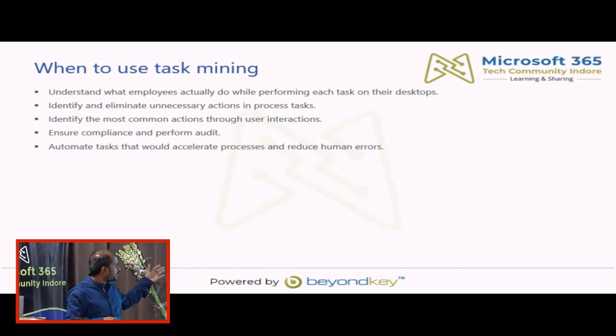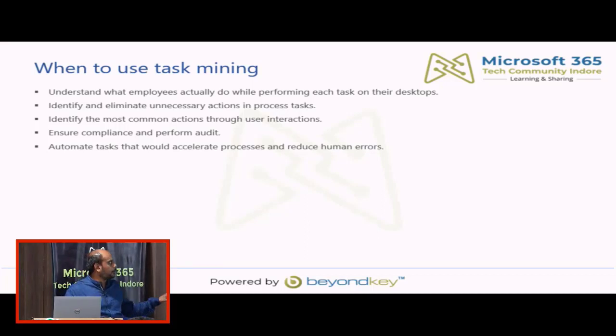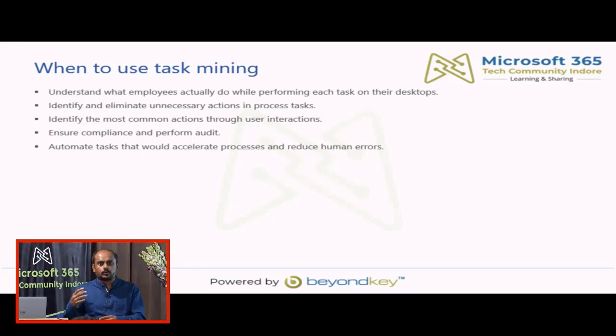Then identifying the most common actions: if we have more data, we can identify what users usually do identically. Then compliance and performance audit: if some projects or processes are non-compliant, we can identify that as well. And ultimately, at last, we are going to automate. If we can automate some tasks, then we can reduce time as well. So this is the basic understanding of Process Advisor, process mining and task mining.